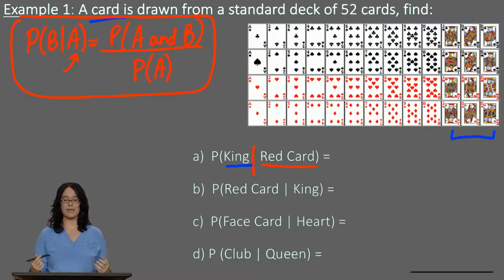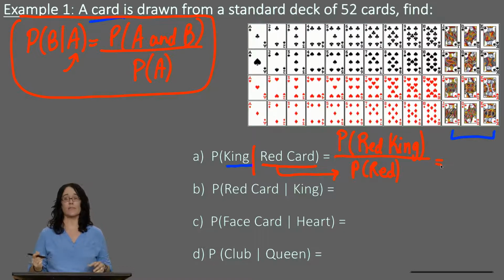So we would begin by saying, what is the probability of getting a red card and a king? In other words, what is the probability of getting a red king? Wouldn't that be a short way of saying a red card that is a king or a king that is a red card? Yeah, a red king would kind of make sense, wouldn't it? Divided by the probability of the conditional part, right? Probability of getting a red card.